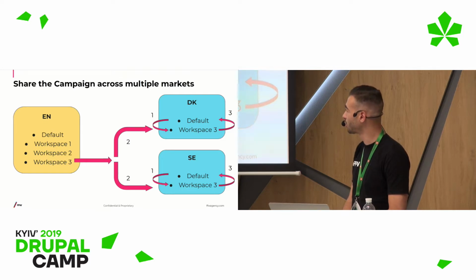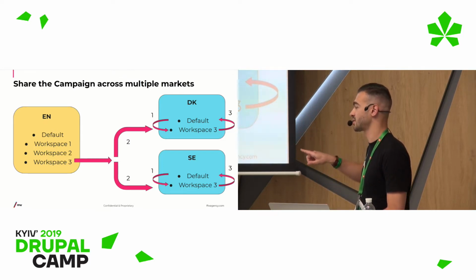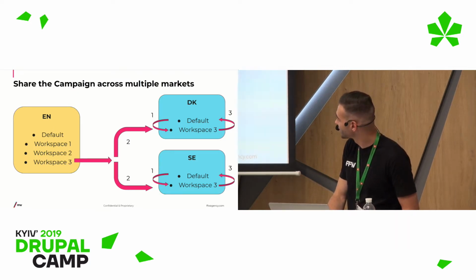So what flow did we use in this case? You can create a new branch on the English site. You fill the content there. And then you create workspaces for the same campaign on your, in this example, Denmark and Sweden markets. First you deploy this content to the separate branches. You can translate it with no rush because nobody sees it. And then you can publish it. Cool, isn't it?